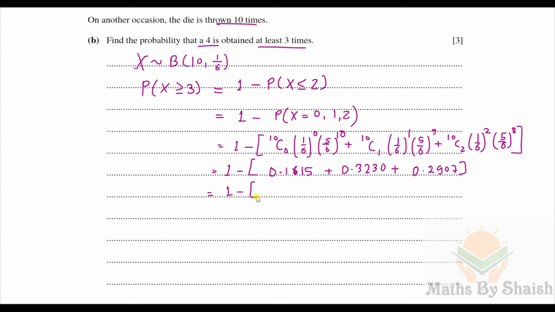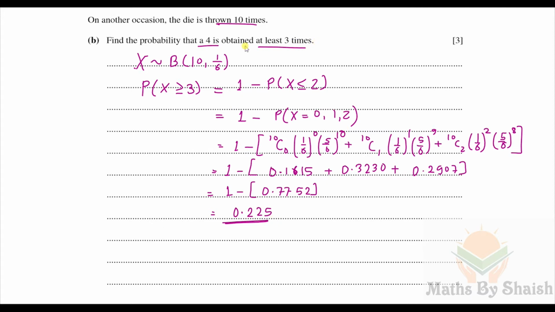Now we will add them and subtract from the total: 0.3230 plus 0.1615 plus 0.2907. So the total is 0.7752, and once we subtract it from 1, the final answer is 0.2247, so 0.225 to 3 significant figures. This is the probability that at least 3 times a 4 will occur.